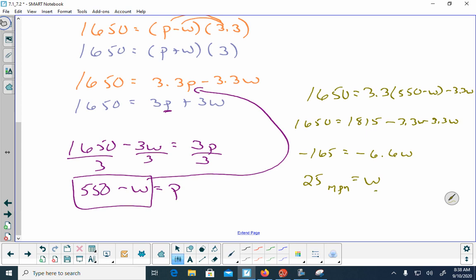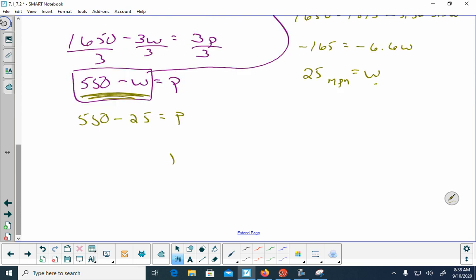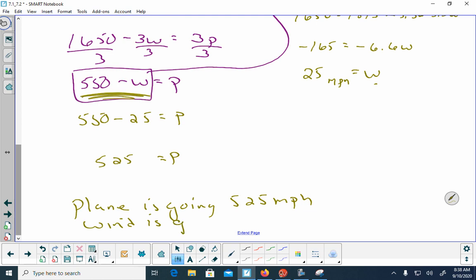So now to find the speed of the plane, I'm going to put back in probably here, right? So I'm going to say 550 minus 25 is equal to p. So p is equal to 525. So the plane is going 525 miles per hour, and the wind is going 25 miles per hour. And that's how you do it. I think tables are key.